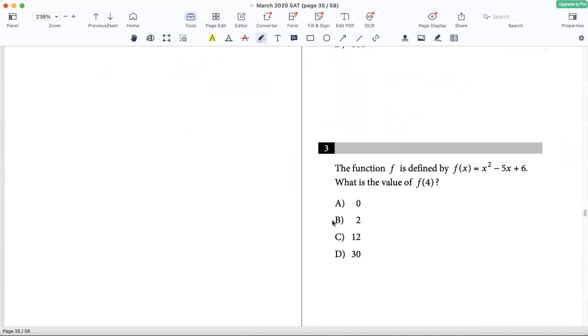The function f is defined by this. What is the value of f(4)? So f(4) would be 4 squared minus 5 times 4 plus 6, which is 16 minus 20 plus 6. So that's 2.